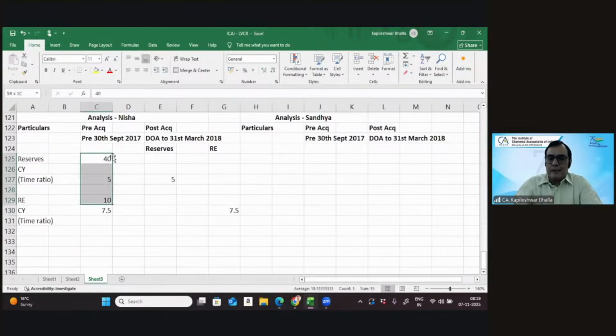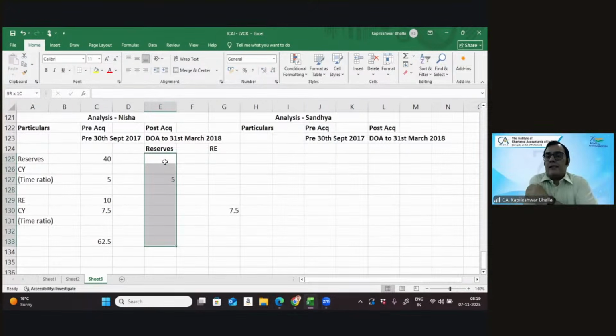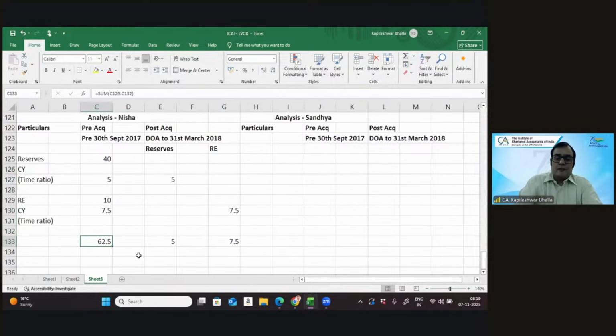We can get the sum total of this. So this is 62.5. And this comes to 5. And this works out at 7.5. Right, so with these inputs in hand, we can highlight this portion.